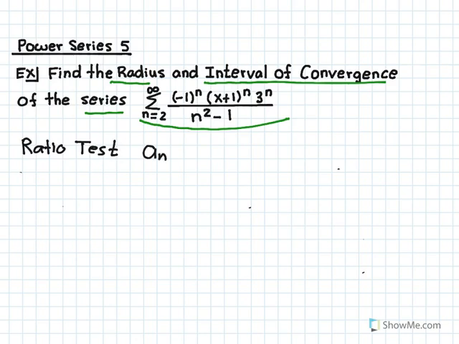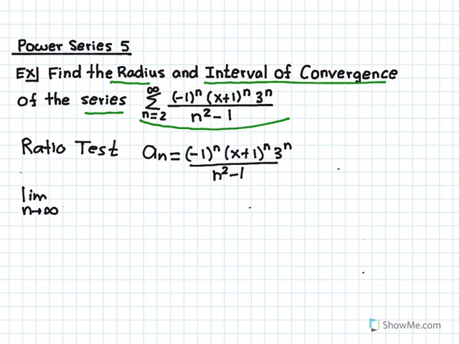with a sub n equal to negative 1 to the power of n times x plus 1 to the power of n times 3 to the n divided by n squared minus 1. Applying the ratio test, we have the limit as n approaches infinity of the absolute value of a sub n plus 1 divided by a sub n. This is equal to the limit as n approaches infinity. Now plug in n plus 1 wherever we see an n.